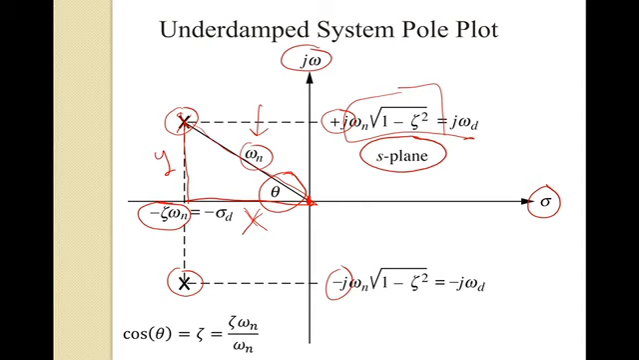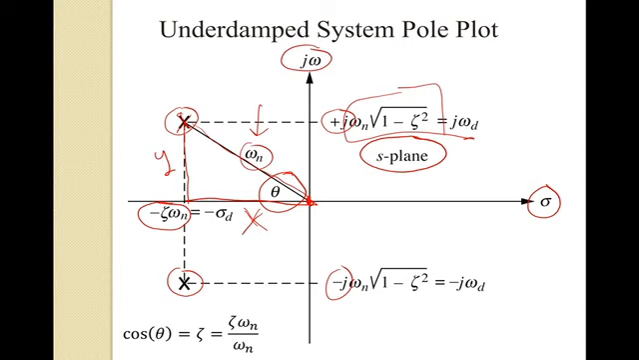Well, we know from math again that that angle is the cosine of the adjacent, which in this case is the x-axis. So let's write that down. What is theta? Cosine of theta. It is the adjacent term, which is the distance here of negative zeta omega n. That's our term. And then it's divided by the hypotenuse, which is omega n.